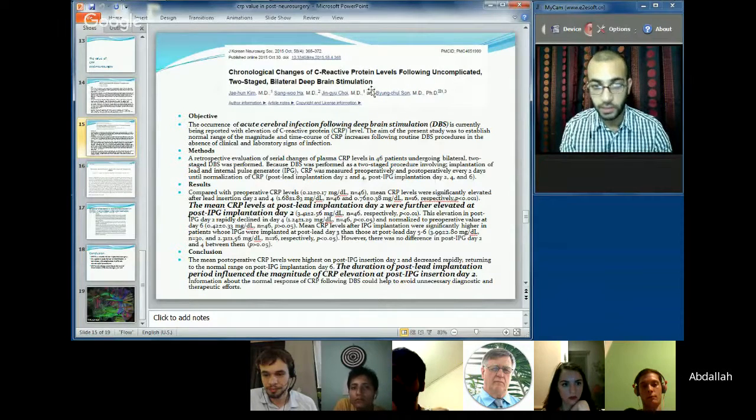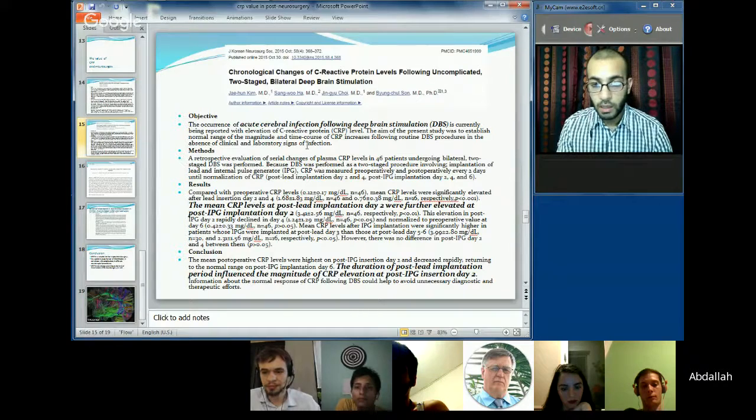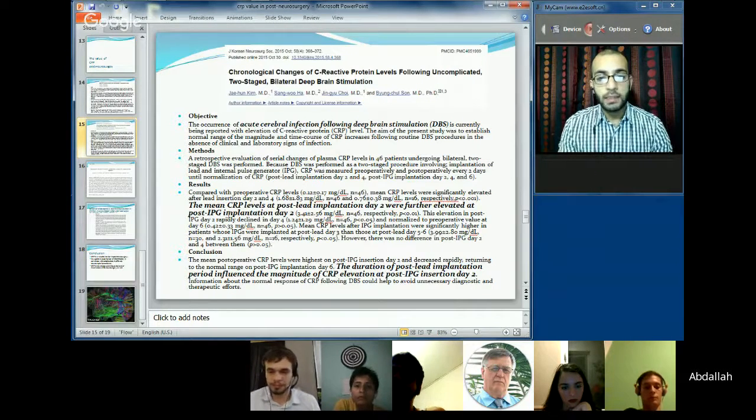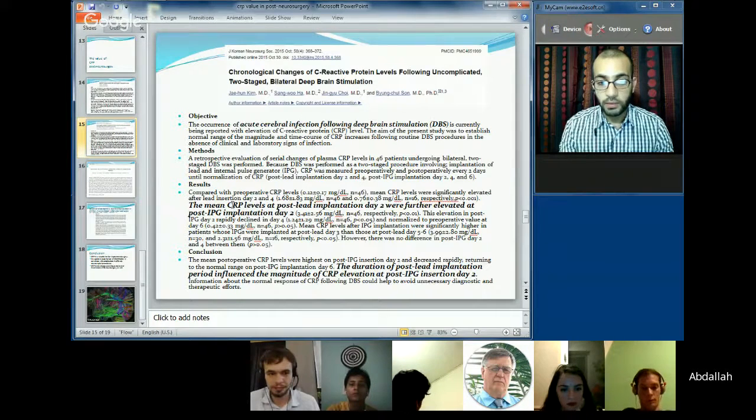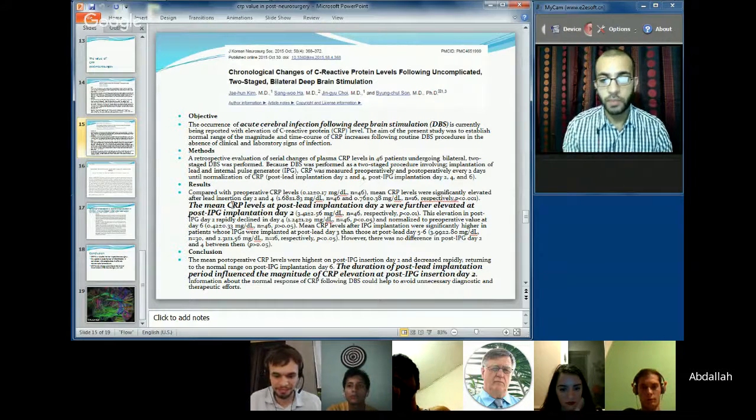Two-Stage Bilateral Deep Brain Stimulation. So there is a risk of acute cerebral infections following deep brain stimulations. And in this study, there were 46 patients that were undergoing bilateral two-stage deep brain stimulation. And the study showed that the mean CRP levels at post-lead implantation day 2 were further elevated at post internal pulse generation implantation day 2.